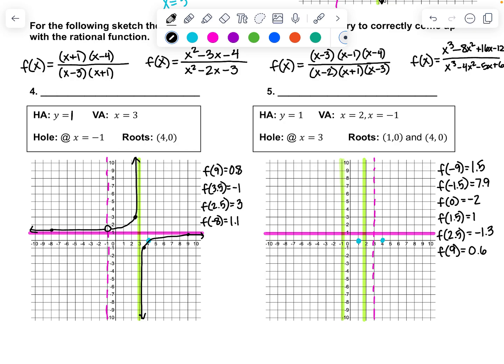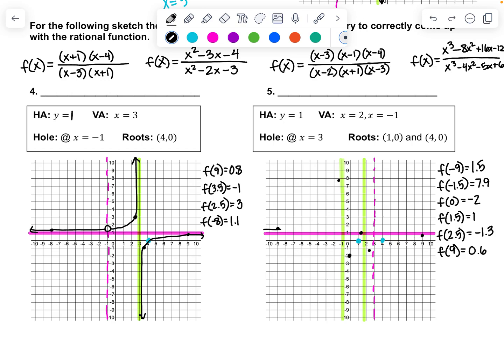Okay, so at -9, I have 1.5. At -1.5, I have 7.9. At 0, I have -2. At 1.5, I have 1. And remember, it's okay for it to cross that horizontal asymptote. At 2.5, -1.3, and at 9, 0.6. All right, so I can see that there's something happening in the bottom right and in the top left. And then we'll do that middle piece.